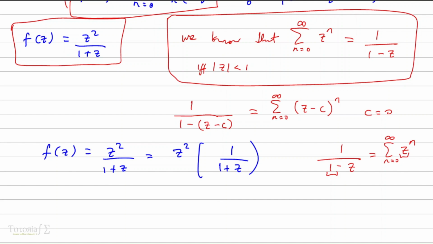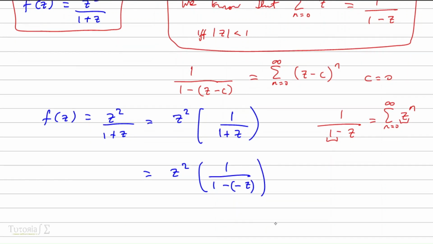Well, we can write this as z squared, open brackets, 1 over 1 minus, now we've introduced a negative, so we'll need another negative, so that when we multiply negative and negative, we get positive, and we have z like that. Okay, now this now looks like this. So this part is representing the z here. We have a minus, which is this minus. We have a 1, which is this 1.